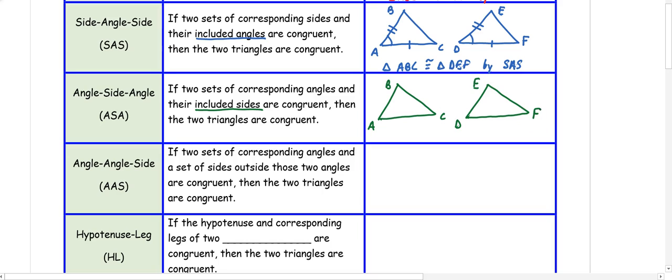this time I have two sets of congruent angles. So B and E are congruent, C and F are congruent, and I need the included side. So the included side is the side that's touching both angles, BC and EF. So then we could say that triangle ABC is congruent to triangle DEF by angle, side, angle.